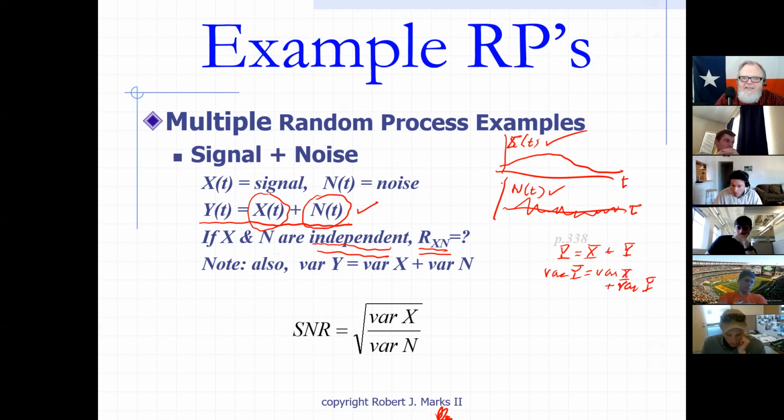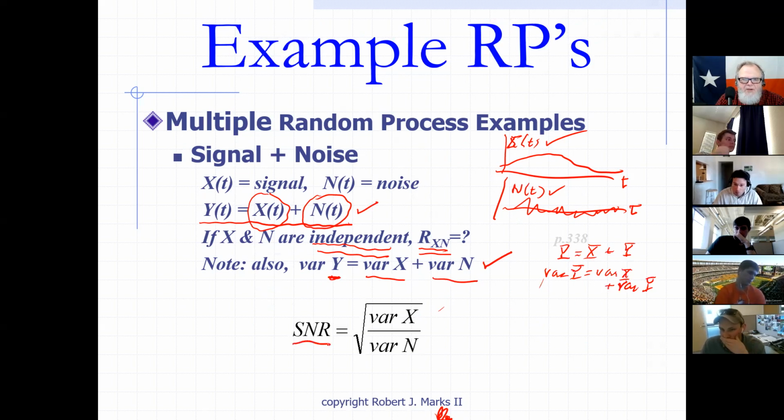So that being the case, since if they're independent, their variances add, the same thing happens with the variance of the stochastic process of y. The variance of the stochastic process of y is equal to the variance of x plus the variance of the noise.